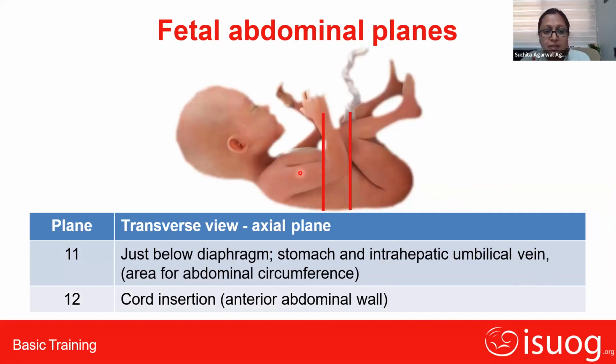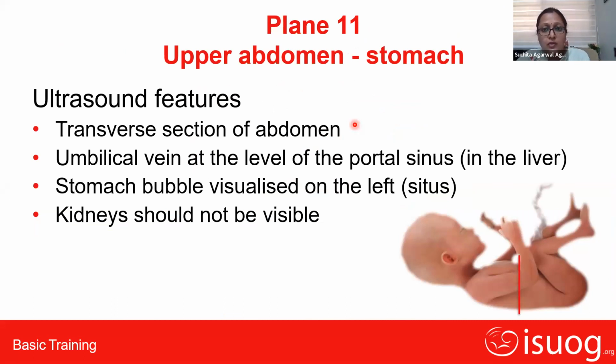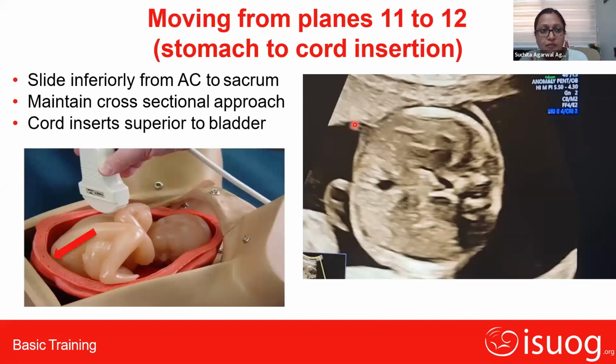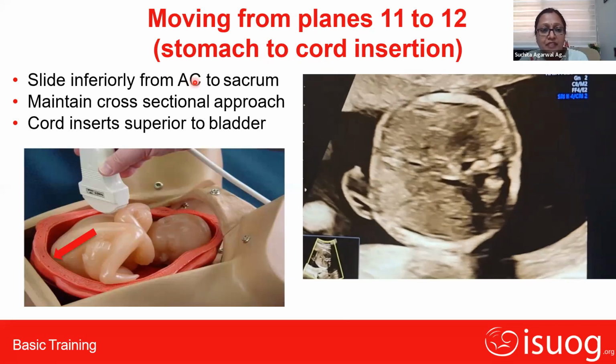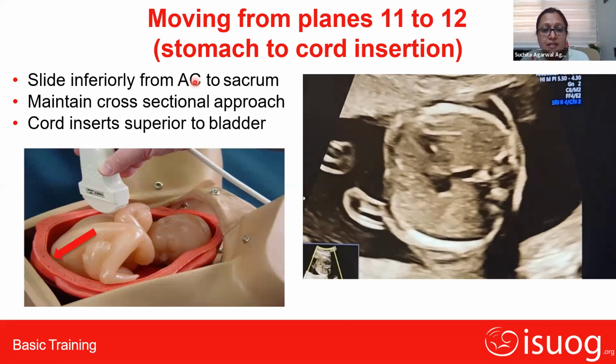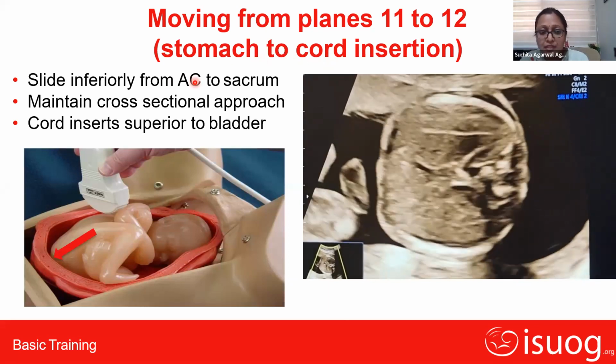So this is a pictorial representation in plane 11, just below the diaphragm. You see the stomach and the intrahepatic umbilical vein. And then when we go a little more down, that is the cord insertion site, where we look at the abdominal wall defects. So it's just a repetition. That is, we see the transverse section of the abdomen, we see the umbilical vein, we see the stomach bubble, and kidneys should not be visible. We are not supposed to see kidney in this plane. How do we go? We slide inferiorly from AC to sacrum, and the cord inserts superior to the bladder, as we already saw in this video clip.